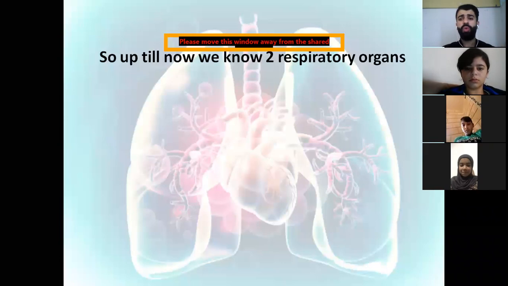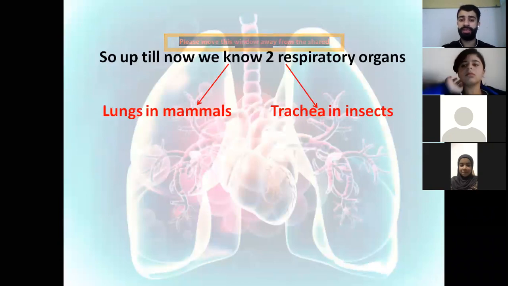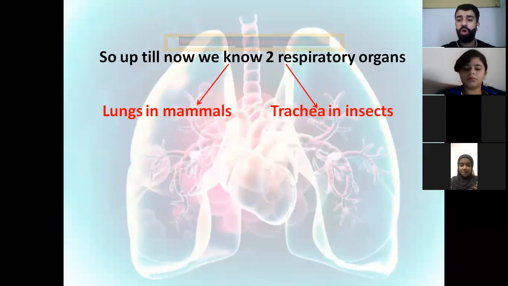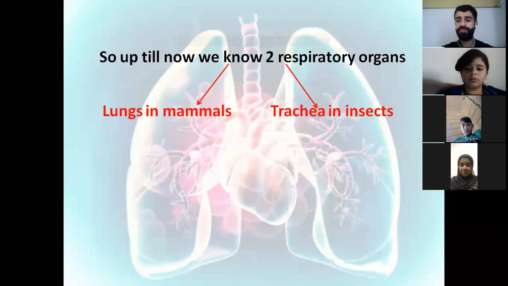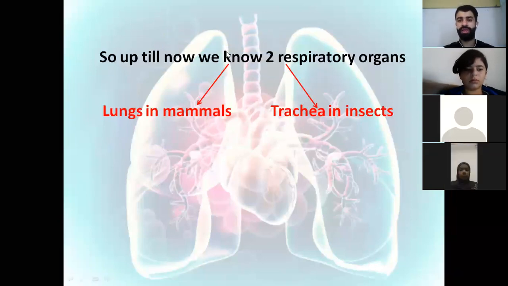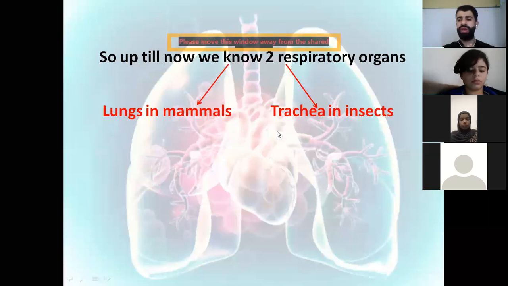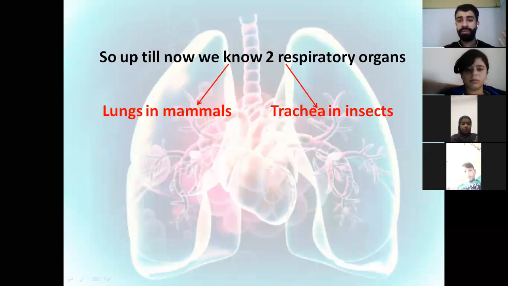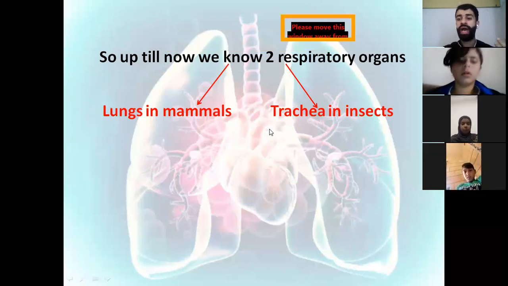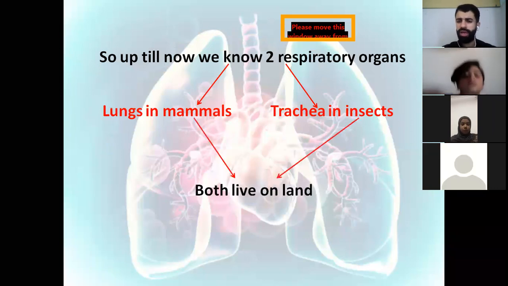So till now we have two respiratory organs. In mammals we have lungs. In insects we have the trachea. So till now, two different respiratory organs: lungs in the mammals and trachea in insects. Both of them live on land.